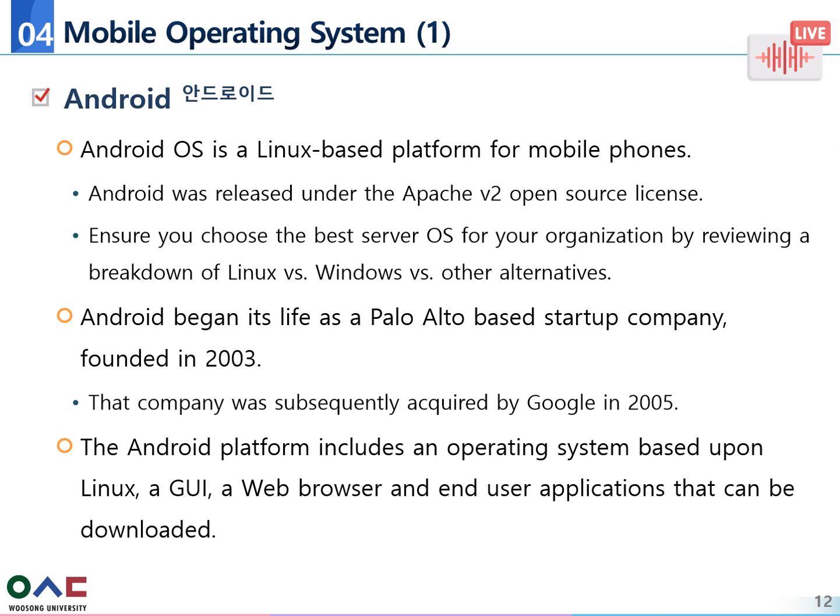Android began its life as a Palo Alto-based startup company, founded in 2003. That company was subsequently acquired by Google in 2005. The Android platform includes an operating system based upon Linux, a GUI, a web browser and end-user applications that can be downloaded.